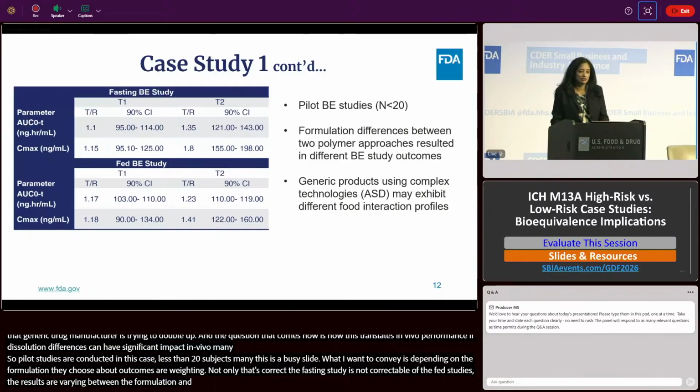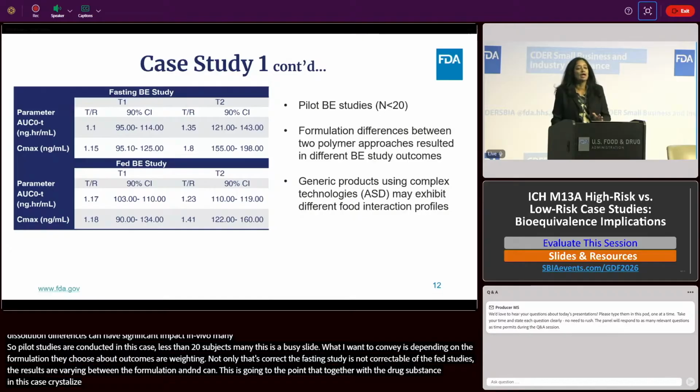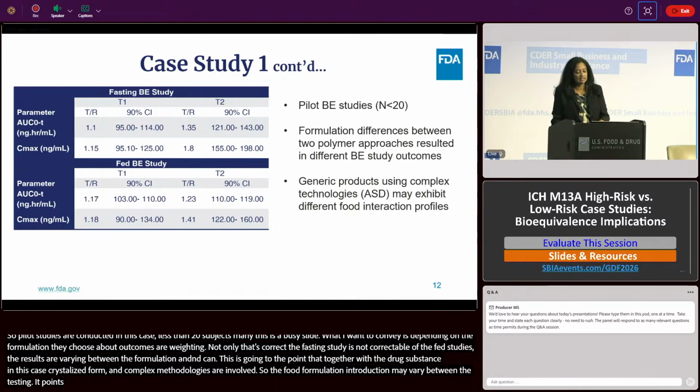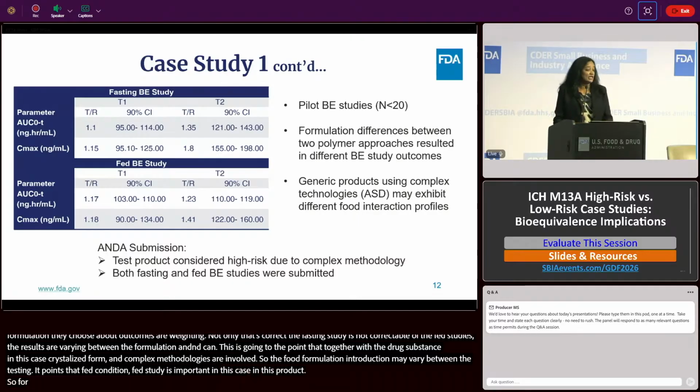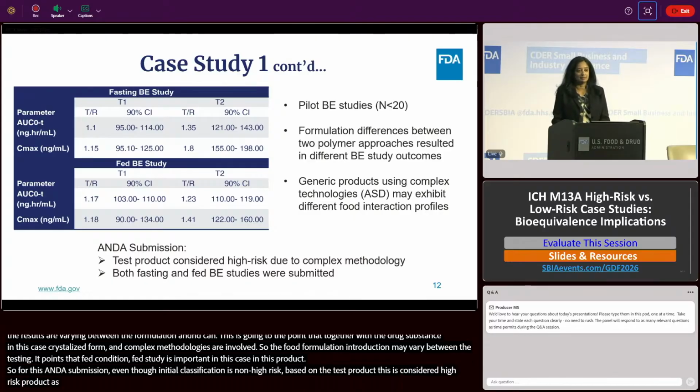Again, this is going to the point that together with the drug substance properties, in this case, a crystalline form which has low solubility, and that complex methodologies are involved, the food-formulation interaction may vary between the test and RLD. So it points out that a fed study is important in these products. So for this ANDA submission, even though the initial classification is non-high risk, based on the test product, this is considered a high-risk product. As such, both fasting and fed BE studies were submitted.